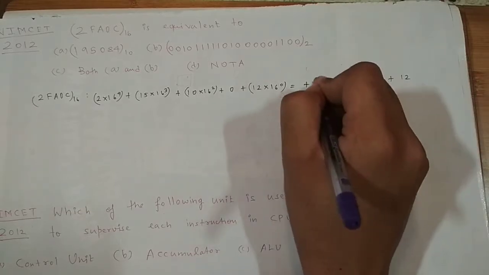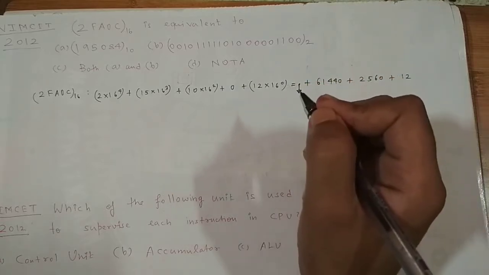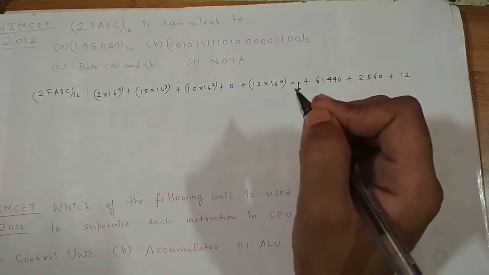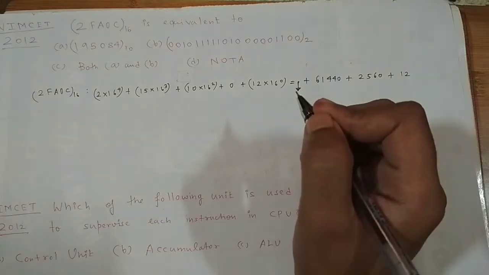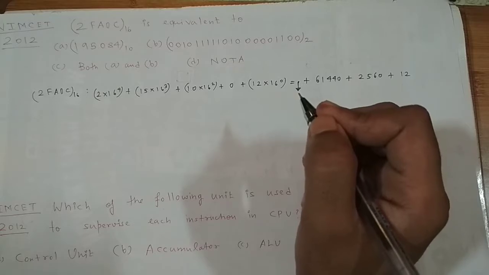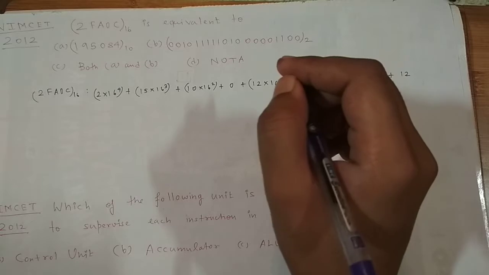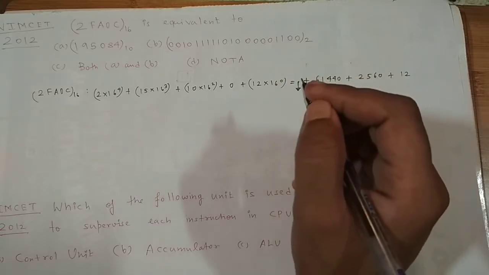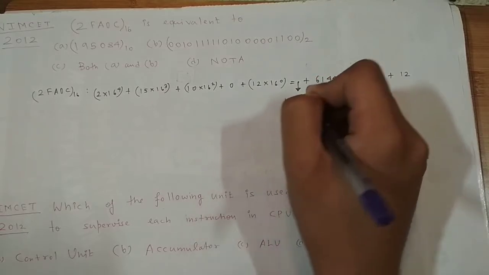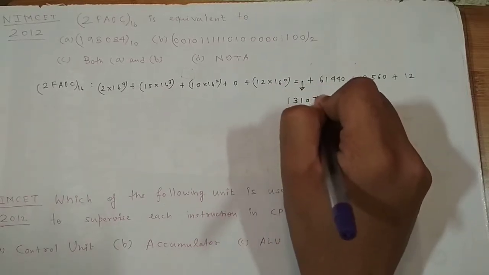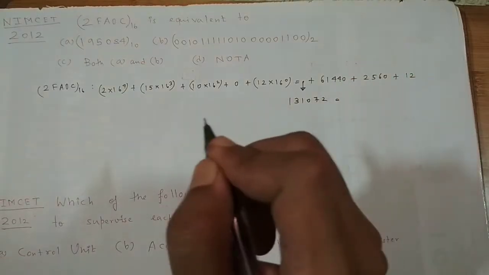And finally, the last value will be given as 16 to the power of 4, right? So that's 16 raised to the power of 4. So that is quite a large value. It is 65,536, and that when multiplied by 2 we get this huge number, 131072, right? Now if I add up all these values, what would I get?